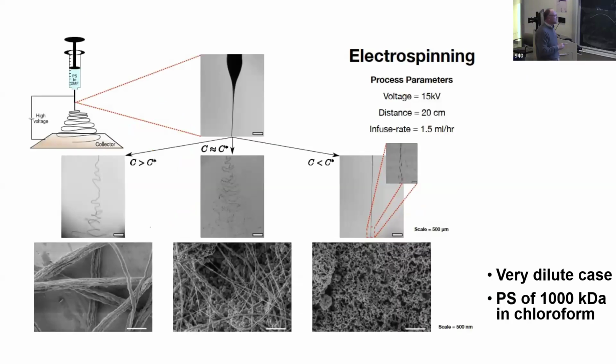And you can also make this, and that's why I'm showing it here, experimentally. What you can do is use electrospinning. And if you take the right choice of solvent, in that case it was chloroform, because it is very, very volatile.